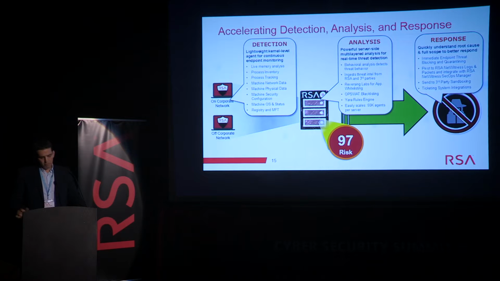We can also pivot from ECAT, Net Witness Endpoint. ECAT was the previous name. We can pivot from Net Witness Endpoint to RSA Net Witness for logs and packets, and also to SecOps Manager, which is our console for security operation centers. We can send indications to a variety of sandboxes; there is just a configuration for how you can do that. And we can also open tickets if necessary.